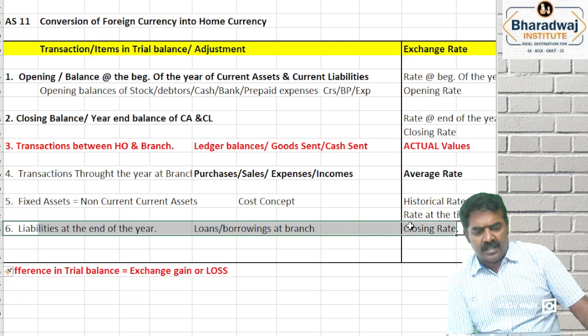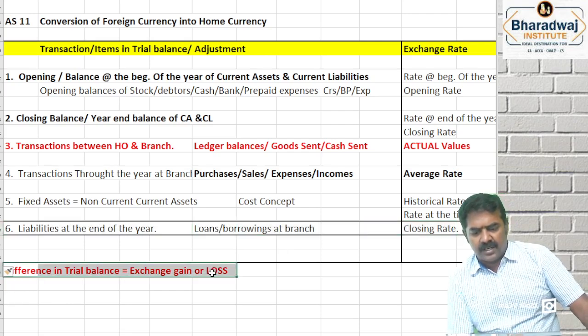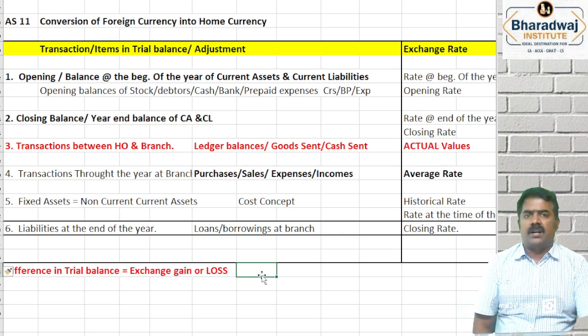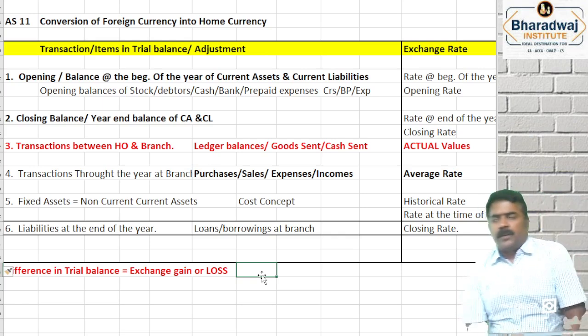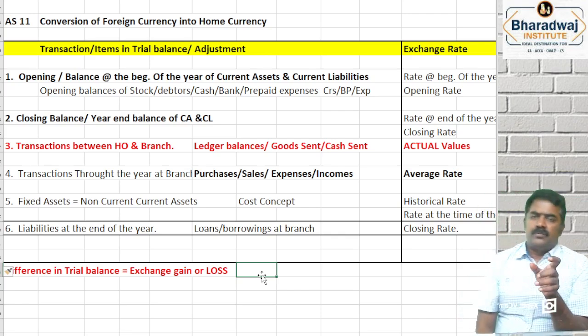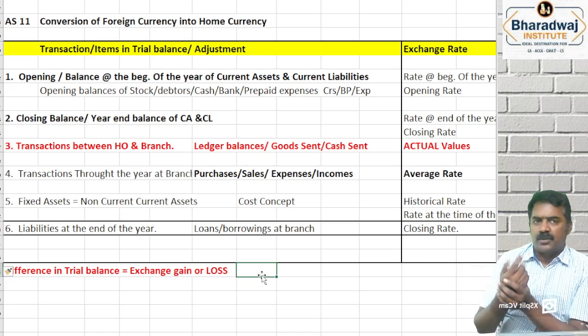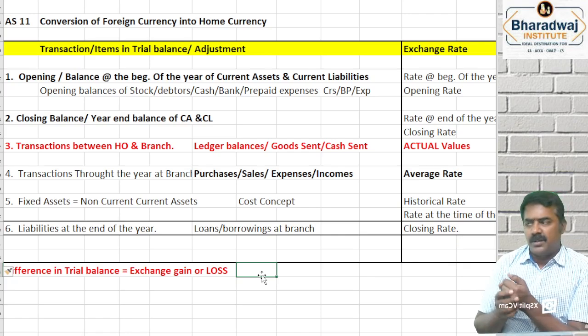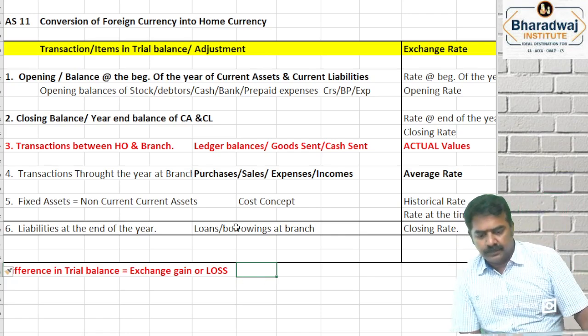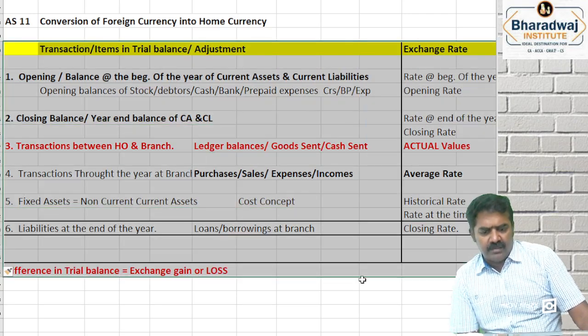Liabilities payable at the end of the year, it can be loans, debentures, bonds, anything, we take the closing rate. The difference in the trial balance is taken as exchange gain or loss. So a problem will be given with a foreign branch, with foreign currency values. You have to convert them into home currency and do it. Just go through this once more, then we'll start with the next question.